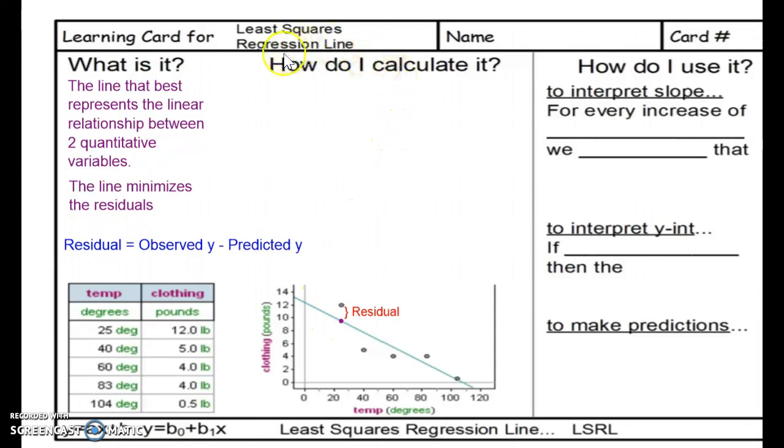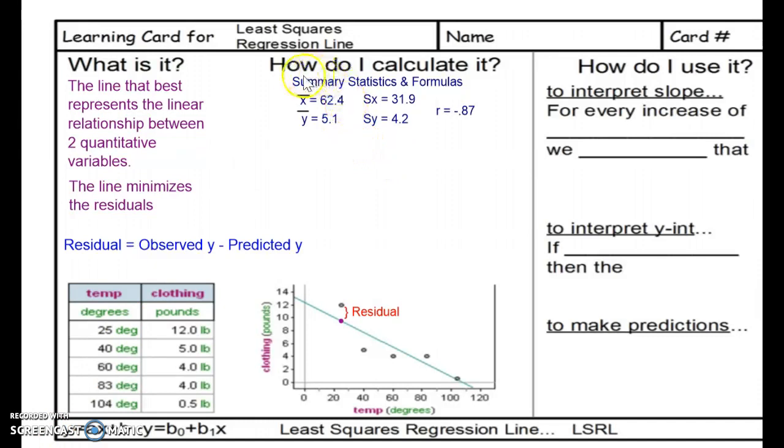So now, how do I calculate the least squared regression line? There are actually three different ways to calculate your least squared regression line. One of them is to use your calculator or technology. Another one is to use a computer printout, but we're going to talk about that on a different learning card. But on this one, we're going to focus on how to calculate it using summary statistics and formulas. So if we have our summary statistics and formulas, how do we calculate the slope and the intercept to get our least squared regression line equation?